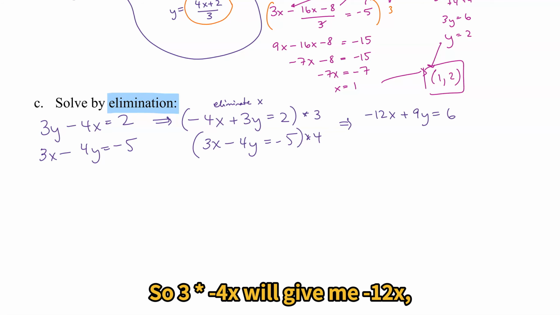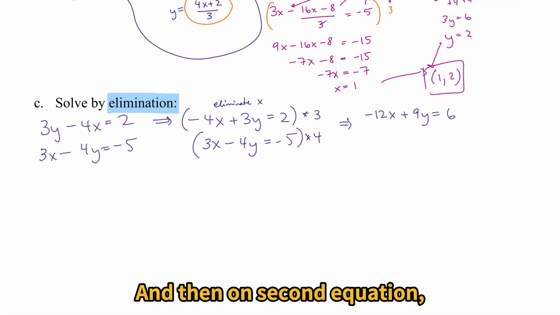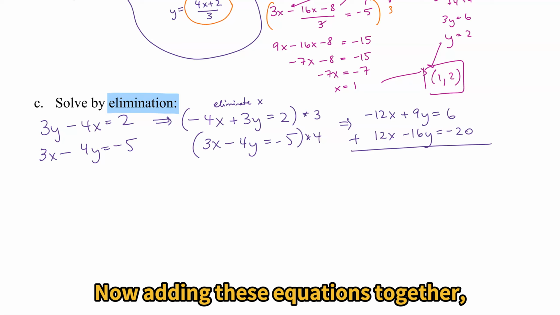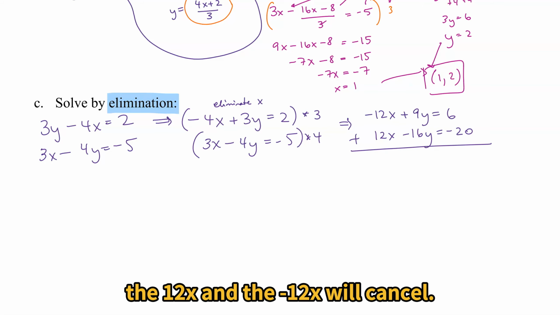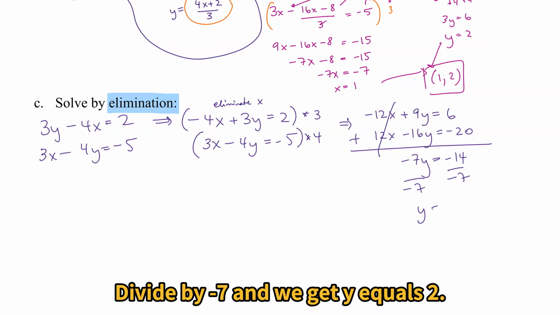And then just make sure that when you multiply, you're distributing that 3 to all of the terms in the equation. So 3 times negative 4x will give us negative 12x. 3 times 3y gives us 9y, and 3 times 2 is 6. And then on the second equation, 4 times 3x is 12x. 4 times negative 4y is negative 16y. And 4 times negative 5 is negative 20. Now adding these equations together, the 12x and the negative 12x will cancel. 9y minus 16y is negative 7y. 6 minus 20 is negative 14. Divide by negative 7, and we get y equals 2.